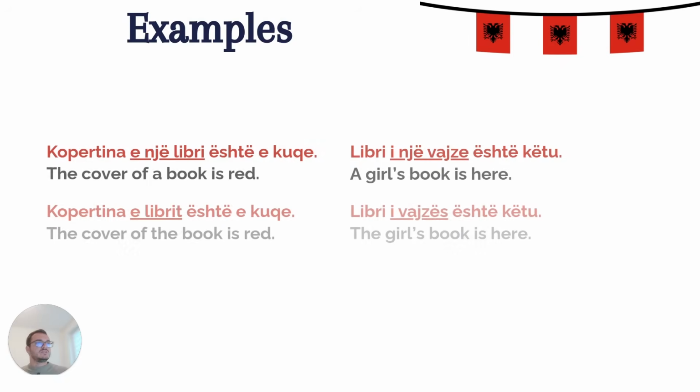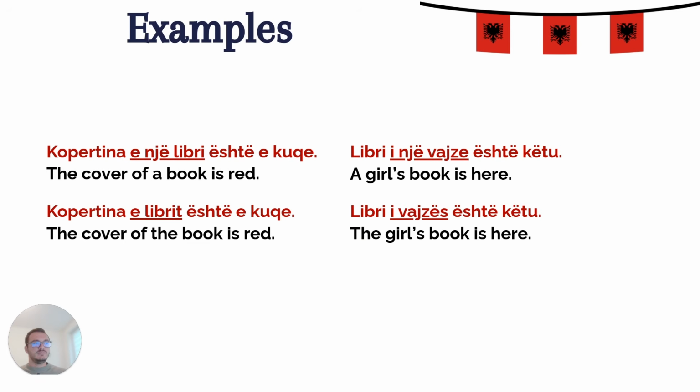Our examples for this one: Kopertina e një libri është e kuqe. The cover of a book is red. Kopertina e çfarë është e kuqe? Kopertina e një libri. Kopertina e librit është e kuqe. The cover of the book is red. Now it's definite, it's of the book, and you know what book I'm talking about, not just a book. Kopertina e librit është e kuqe.